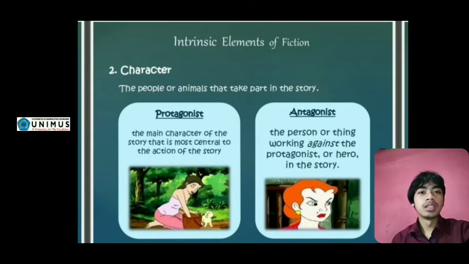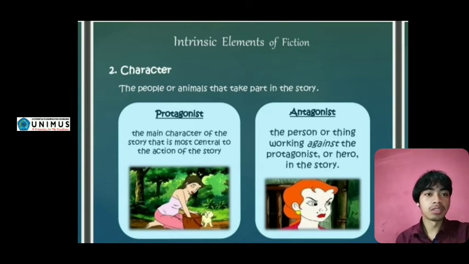Okay, the next is the character. The people or animals that take part in the story. There are the antagonist and protagonist. The protagonist is the main character of the story that is most central to the action of the story, and the antagonist is the person or thing that works against the protagonist or hero in the story.